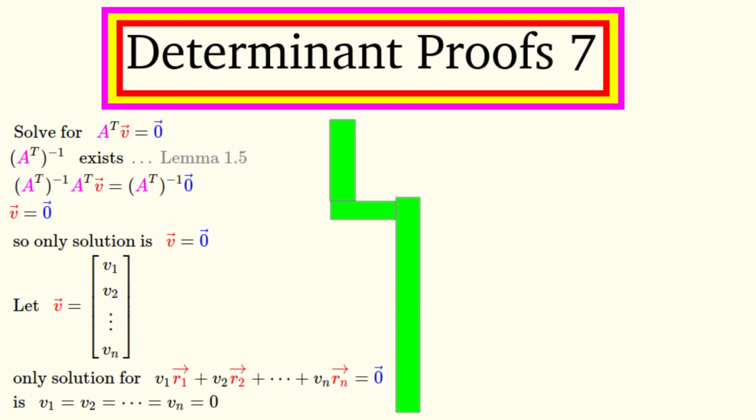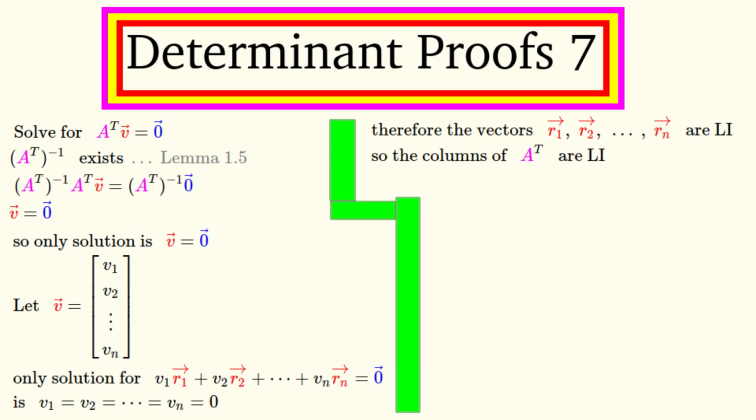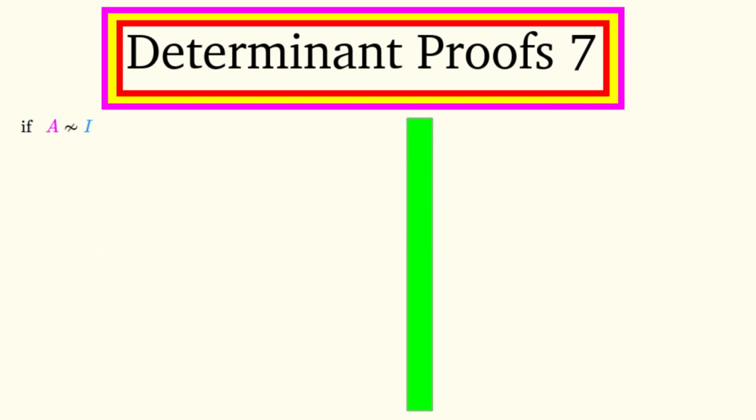So I'll just shift everything over to the left. So this proves that these vectors are linearly independent. And these are the column vectors of A transpose. So this proves that the rows of A are linearly independent. So I'm not confident again that I can run this part of the proof in reverse.